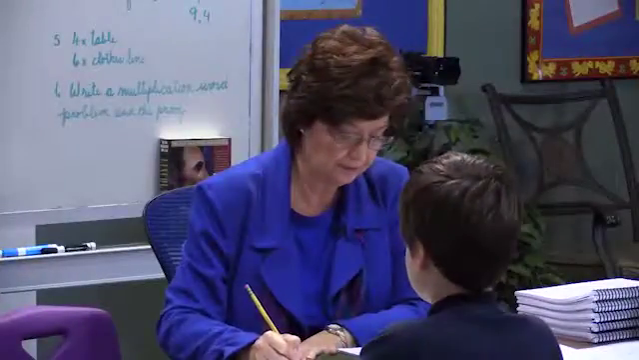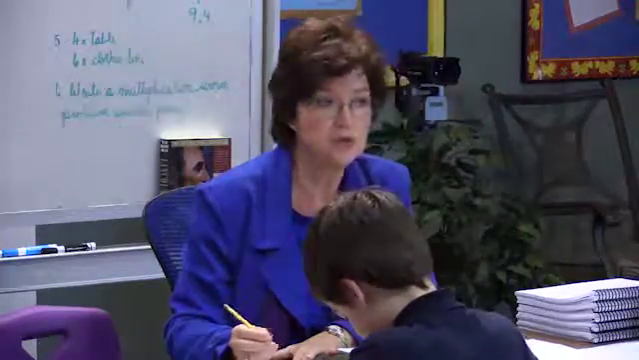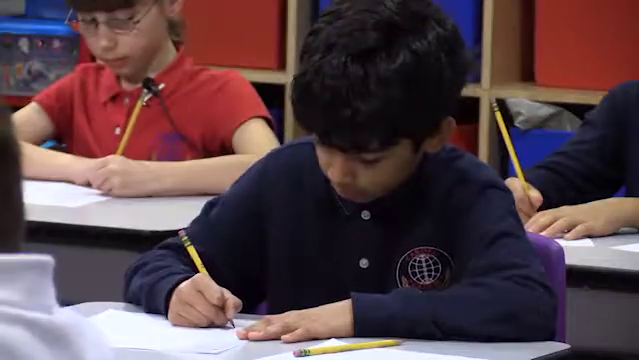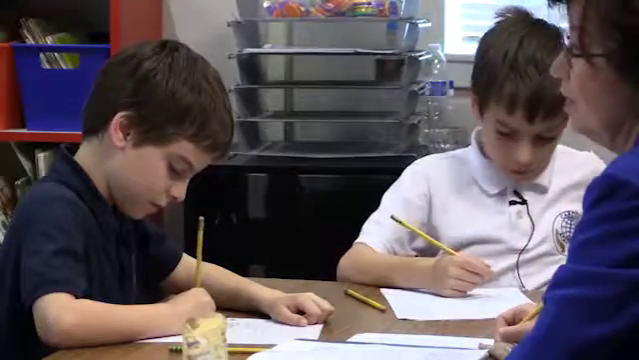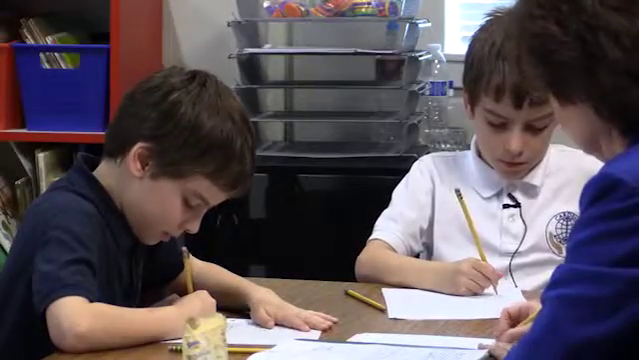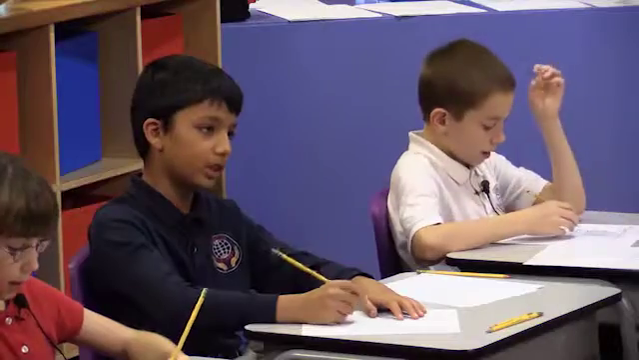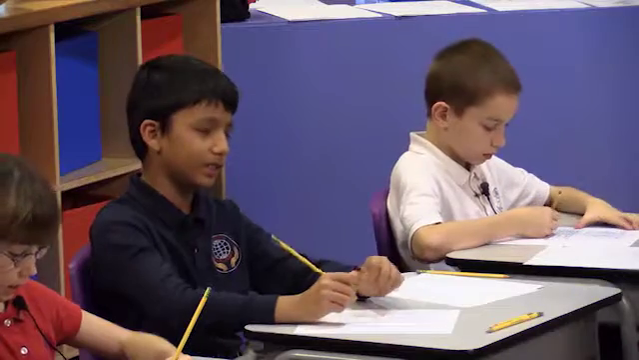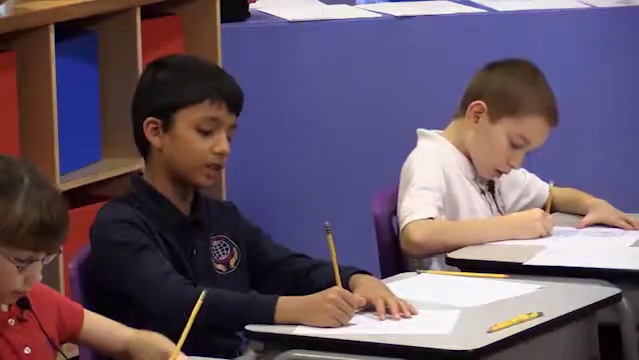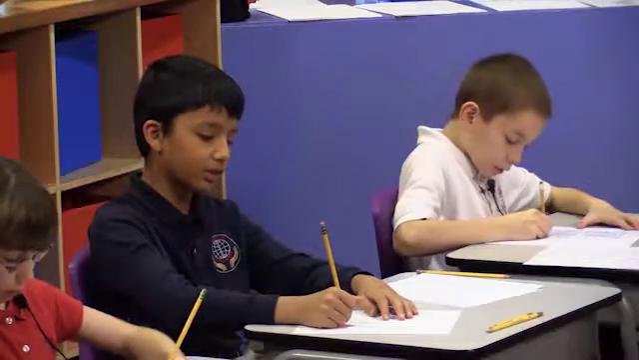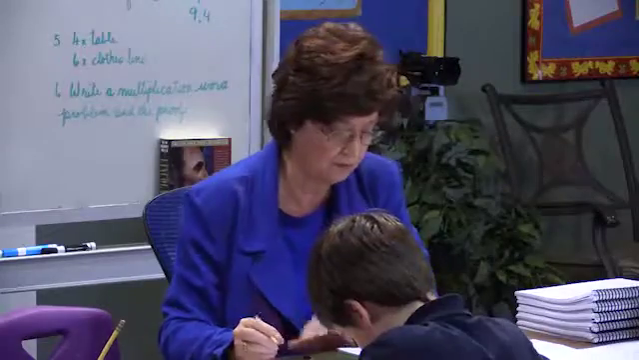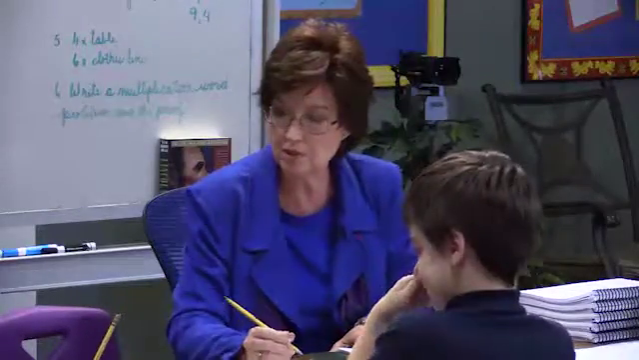Number 10. Flute. Flute. Fla, F-L. Oo. U with another vowel says oo after L. T-E. And the word is flute. F-L-U-T-E. Flute. U with another vowel says oo after L. So we have the FL that says oo, makes it say oo. Can we point to the top?